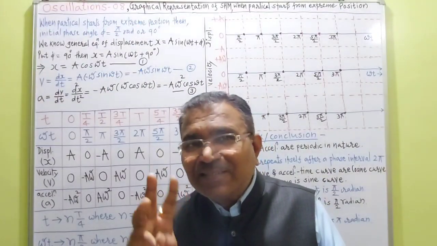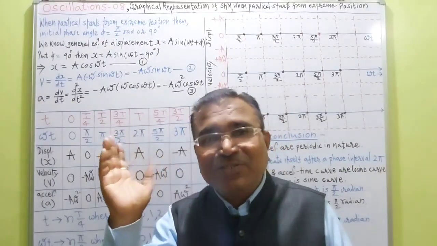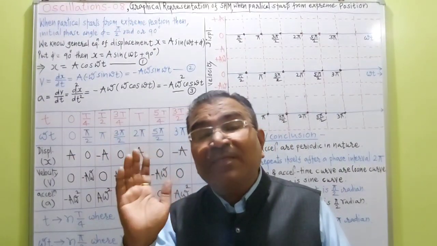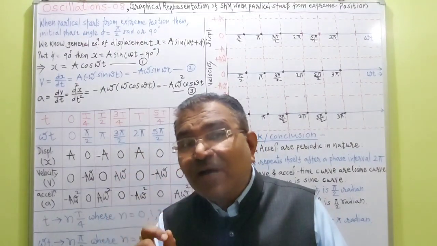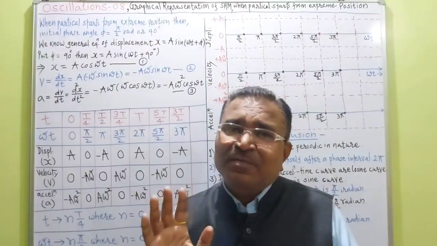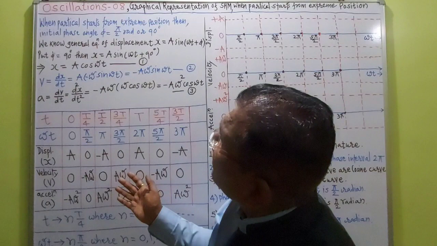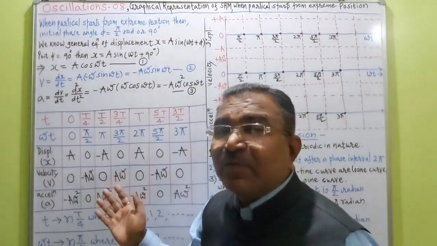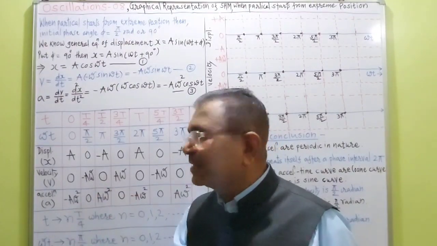In this way we got three equations, that is displacement, velocity and acceleration, as shown in the figure. After getting the three equations, now we will have to prepare an observation table. Many of the students find it a more difficult task to prepare an observation table, but it is very simple. How it is simple, let us see.